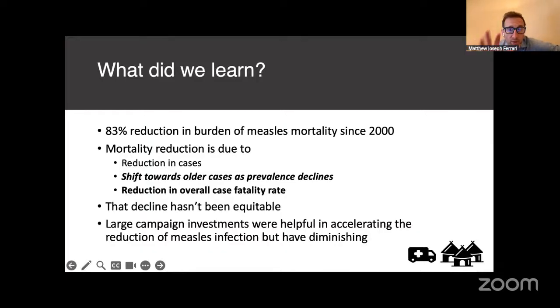But of course, critically, what we found here is that this reduction in measles cases and measles mortality hasn't been equitable, and there are places where measles still persists. Those places where measles persists are also the places with the highest risk of mortality. And so this just reinforces the insight that while large vaccination investments were initially enormously helpful in reducing measles cases, we're at a point where we need more and more creative approaches to reach the unvaccinated children.